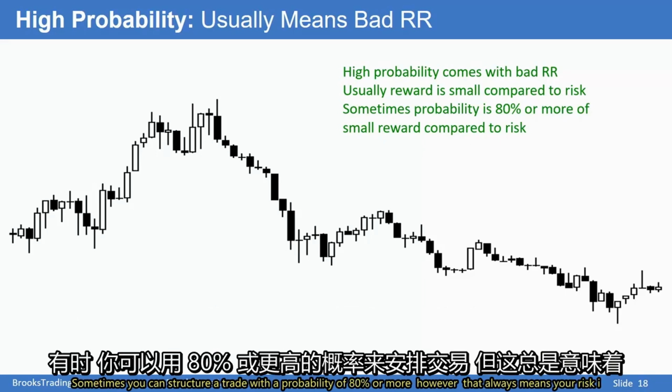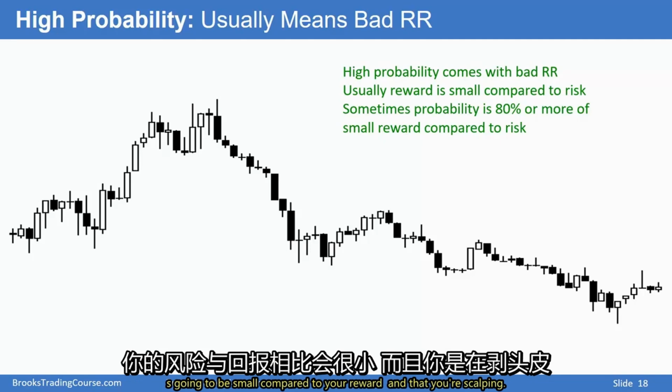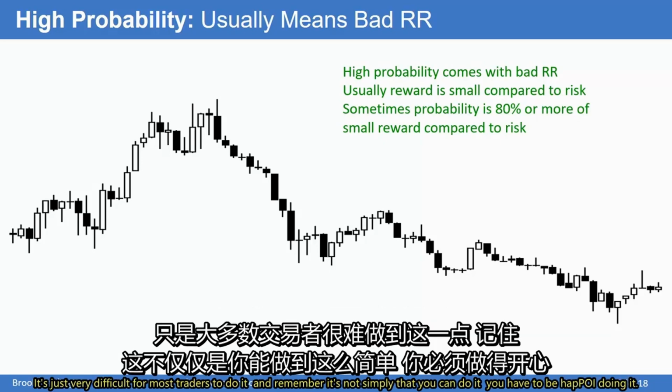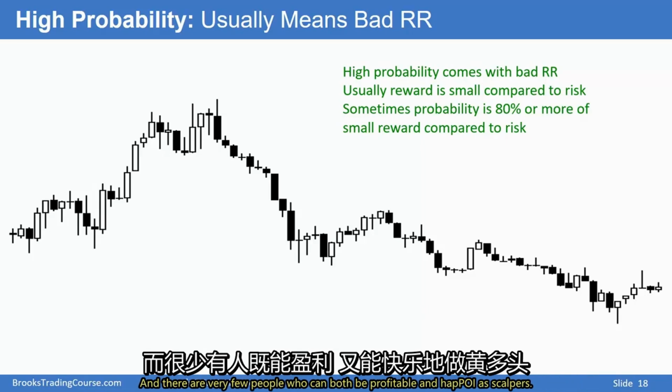Sometimes you can structure a trade with a probability of 80% or more. However, that always means your risk is going to be small compared to your reward, and that you're scalping. Most traders cannot make a living doing that, but I've known many extremely good scalpers over the years who do extremely well doing that. It's just very difficult for most traders to do it. And remember, it's not simply that you can do it, you have to be happy doing it. And there are very few people who can both be profitable and happy as scalpers.